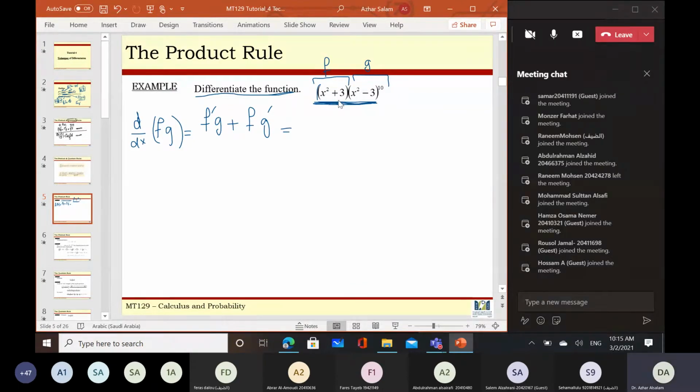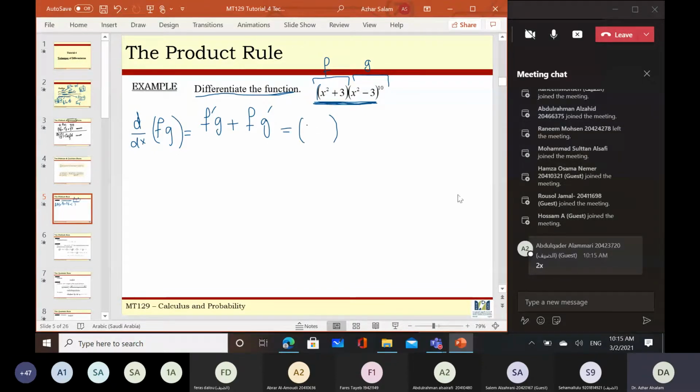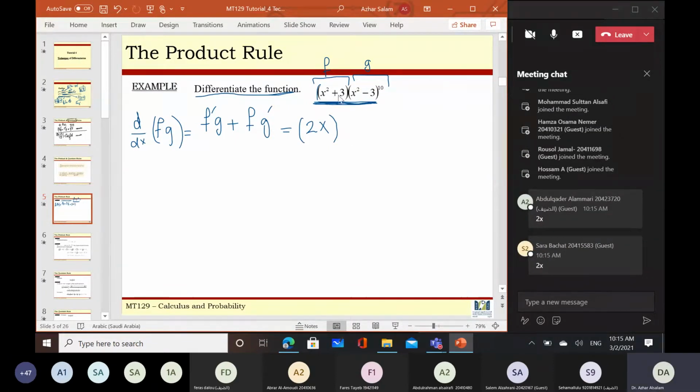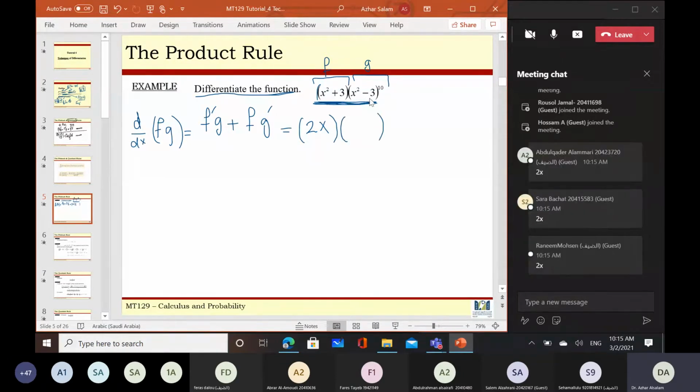First, I will differentiate f. I will write f dash. What's the derivative of x squared plus 3? The derivative of x squared is 2x. Of course, the derivative of the constant is 0. So the derivative is only 2x, multiplied by the same function g, which will not be changed: x squared minus 3 all to the power 3. This is the first part.